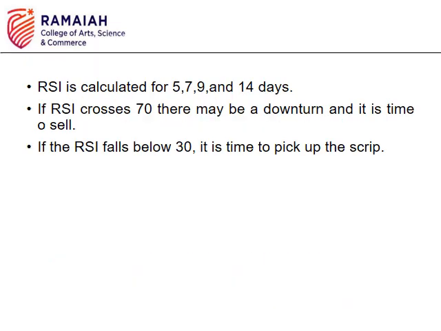RSI is calculated for 5, 7, 9 and 14 days. 14 days is actually what we follow on a general note. If RSI crosses 70, there might be a downturn and it is time to sell. That is the highest point a share price can reach. If the RSI falls below 30, it is time to pick up the script.